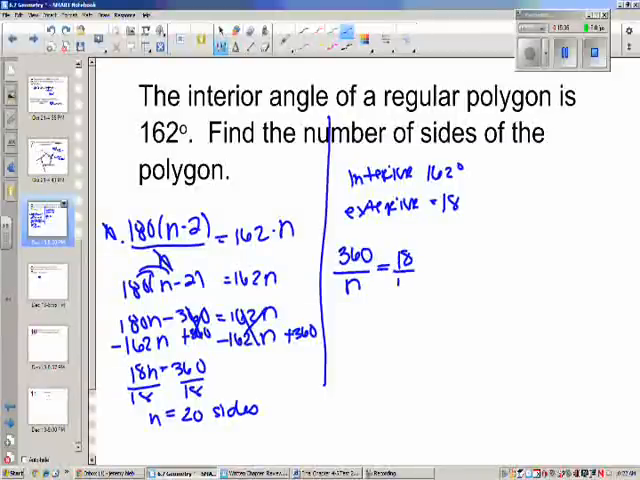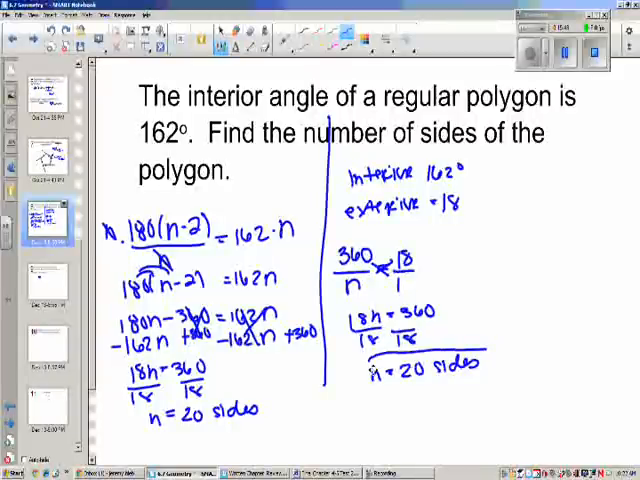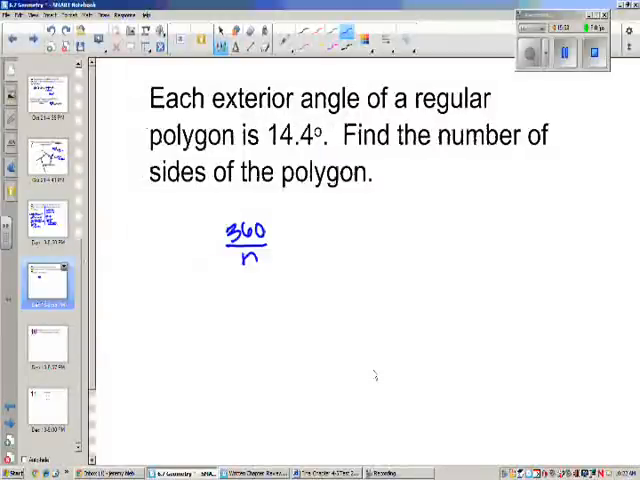If we put a 1 under the 18, we can cross multiply. I get 18n equals 360. Divide by 18. In 2 steps, I got the same answer as the other way. So 20 sides for this one. Okay, next we're going to look at this one. This one goes back to the same thing, 360 over n, because it talks about each exterior angle. So to get an exterior angle, we do 360 divided by n. See if you can figure out the number of sides for this polygon.